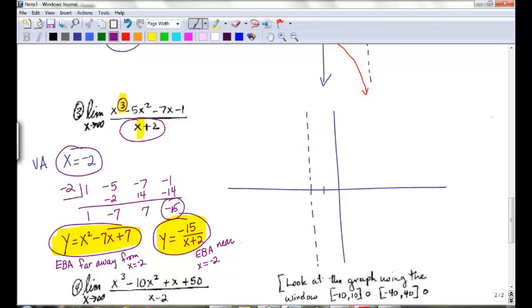Let's talk about this one for a minute. Anytime you have a y to the first and an x to the first, if I cross multiply these two, I'm going to have a y to the first times an x to the first equals something. That is always going to graph a hyperbola.